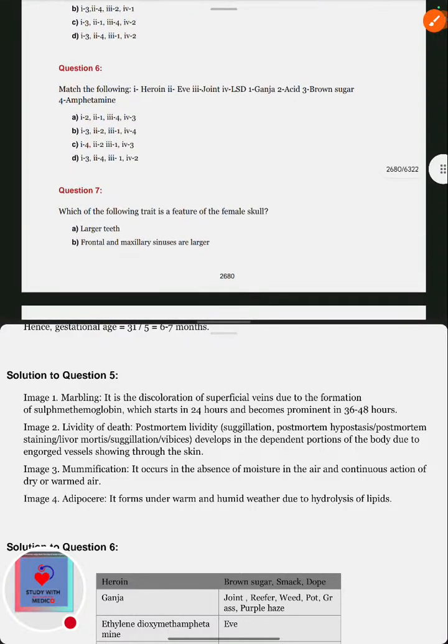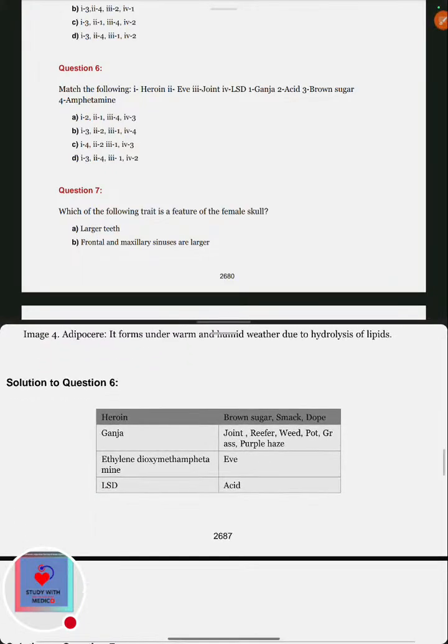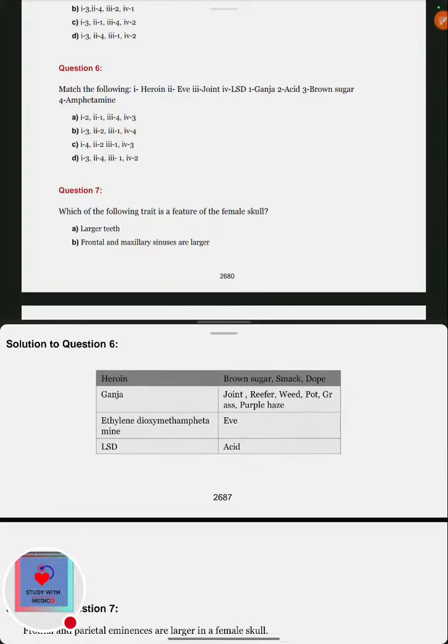Match the following: heroin, ecstasy, LSD, ganja, acid, brown sugar. Heroin is brown sugar. Methylenedioxymethamphetamine is ecstasy. LSD is acid. LSD is acid, guys.